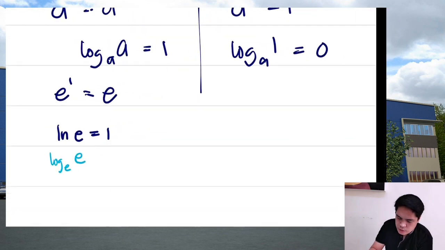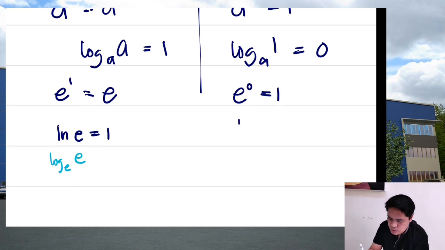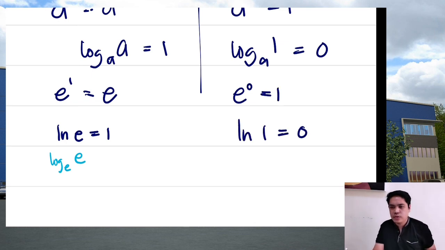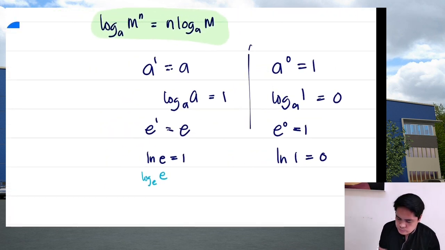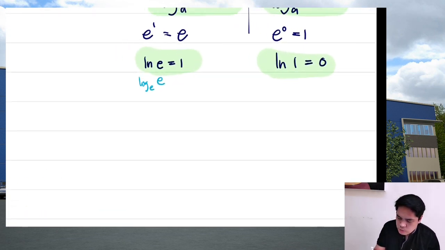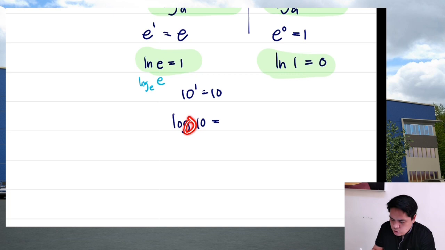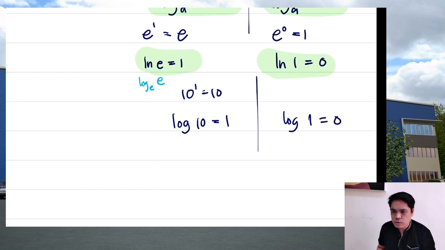Okay? Then, if we have e raised to 0, the result is 1. So, meaning ln 1 is 0. Okay? So, that's another property. So, let's highlight that. How about kung common na base? Pareho din. If we have 10 raised to 1, that's just equal to 10. Therefore, the logarithm of 10, na hindi naka-indicate yung base, meaning ang base natin dito is 10, is just 1. Same as the common logarithm of 1 is 0.